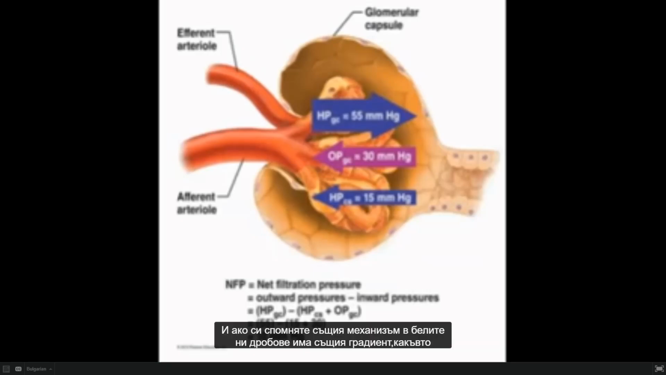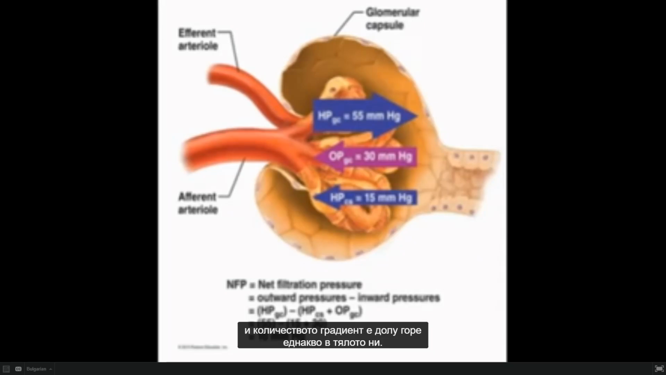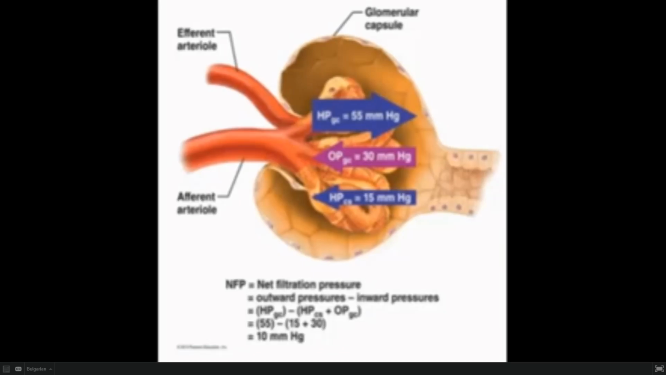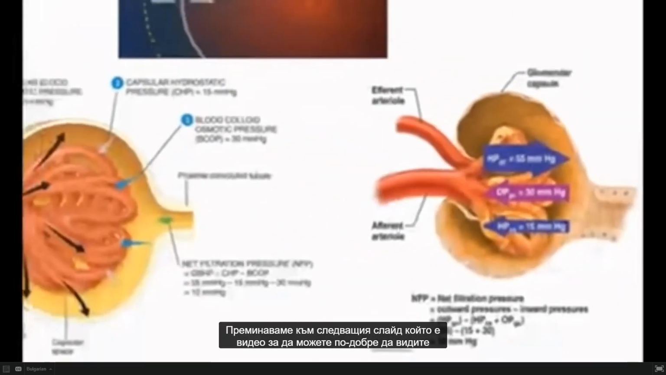And if you remember, the same mechanism in our lungs forms the same gradient, more or less 10 millimeters of mercury, in different levels of exchanging the gases in our lungs from the top to the bottom part of our lungs. So even the amount of gradient is mostly the same in our body. Okay, then we go to the next slide.